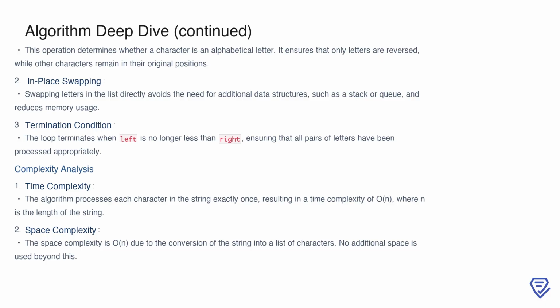The loop's termination condition, which is when the left pointer is no longer less than the right pointer, guarantees that all pairs of letters have been processed correctly. The algorithm's time complexity is O(n), because each character in the string is processed at most once. The space complexity is O(n), due to the conversion of the string into a list, which is necessary for in-place modifications. These efficiency considerations make the solution well suited for handling strings of varying lengths and compositions.